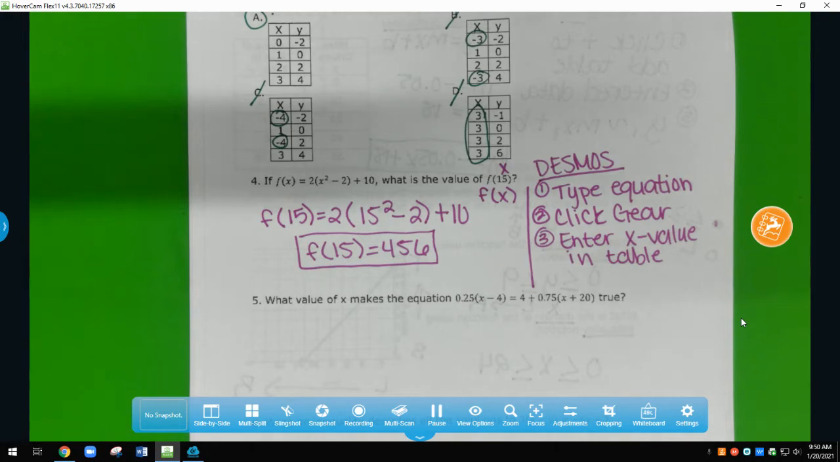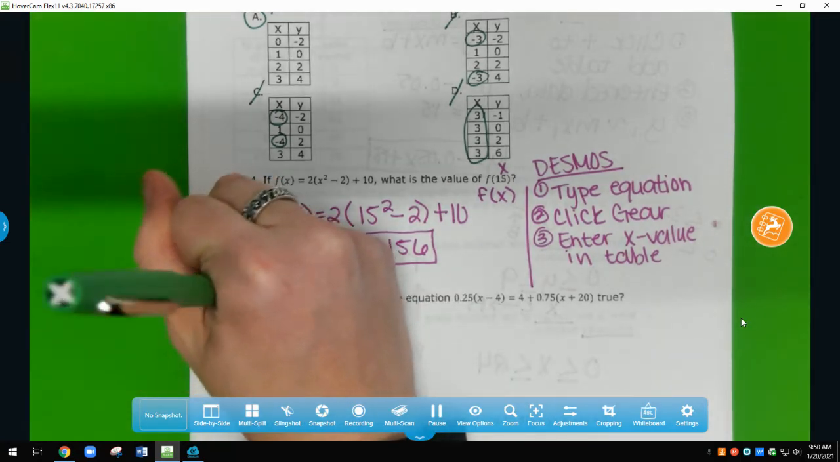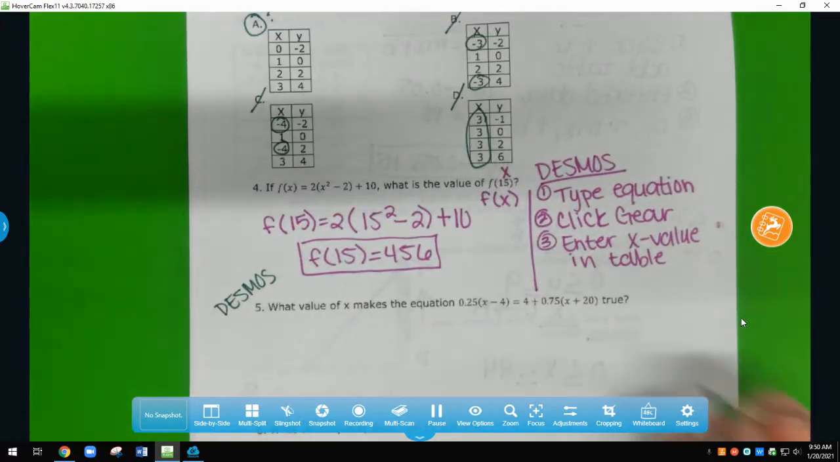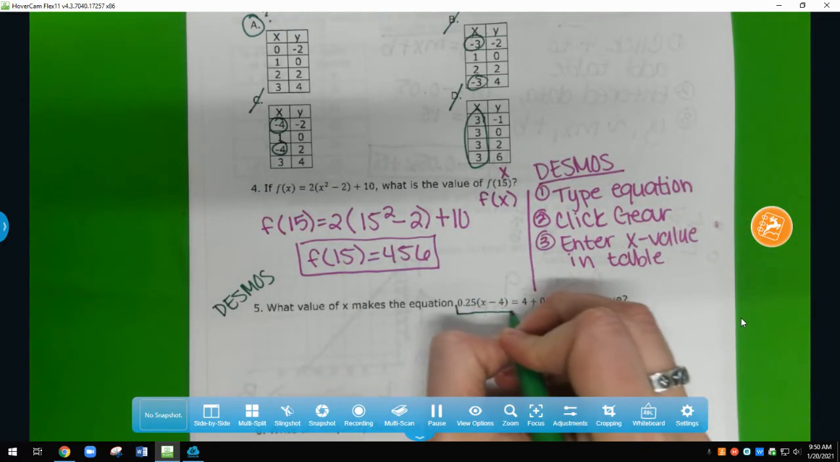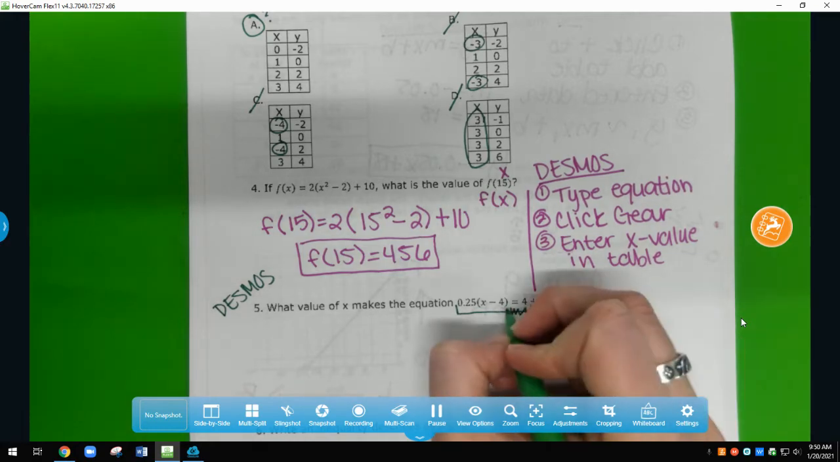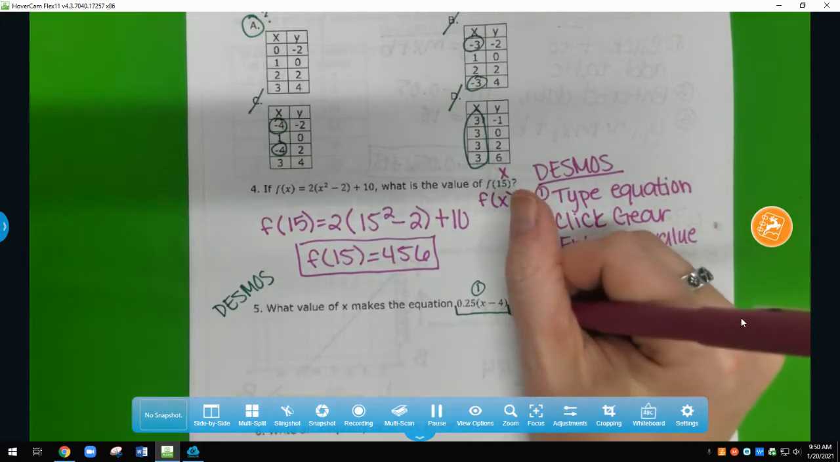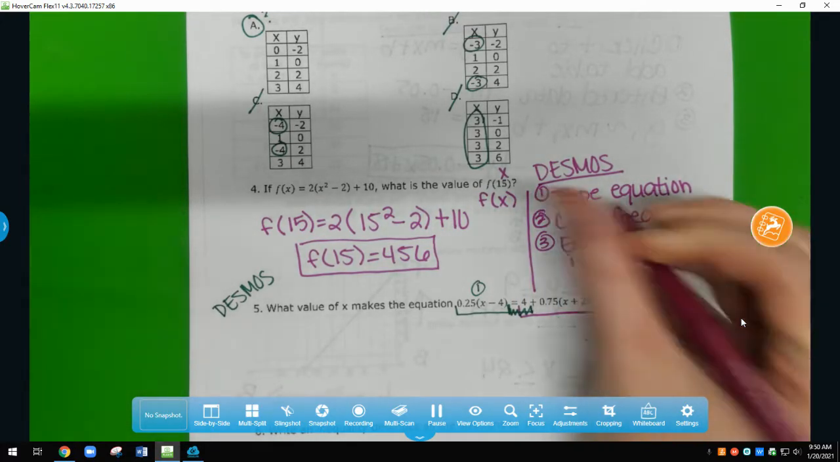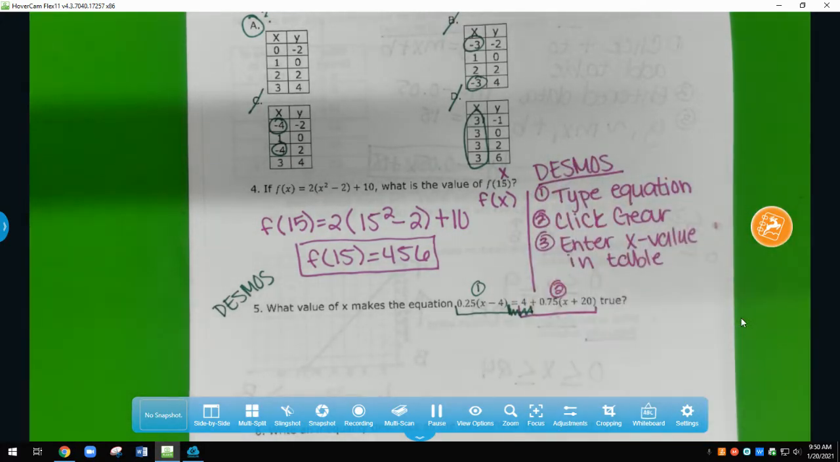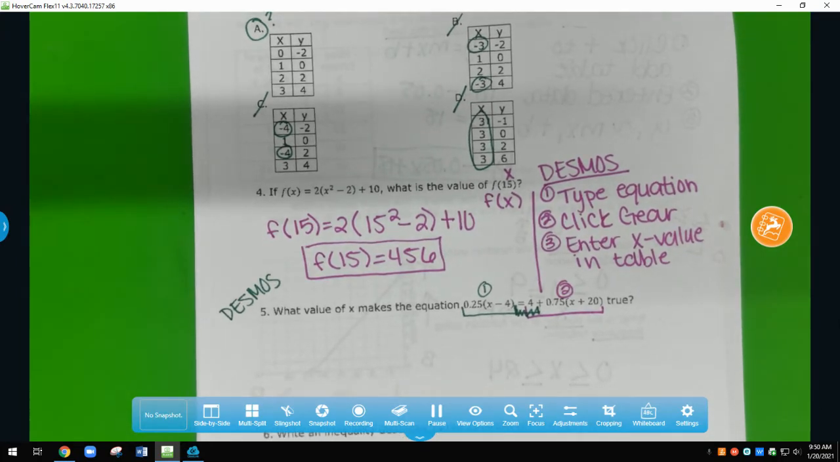All right, what value of x makes the equation true? Okay, so this is another Desmos problem. So we can put one side of the equal in one line, and then we can put the other side of the equal in the second line. And we're going to look for where they cross.